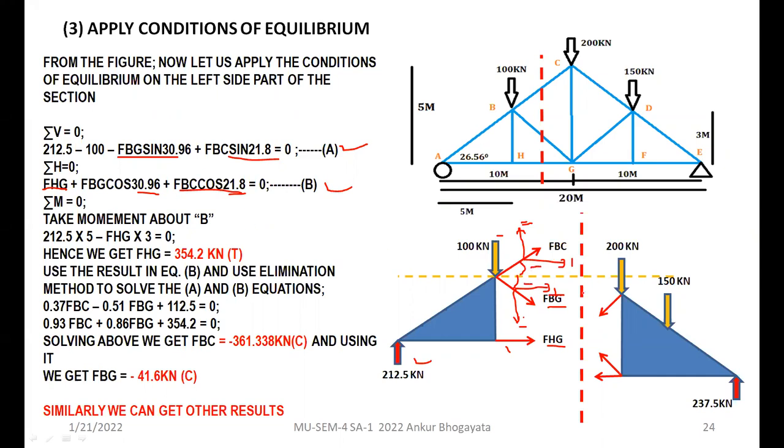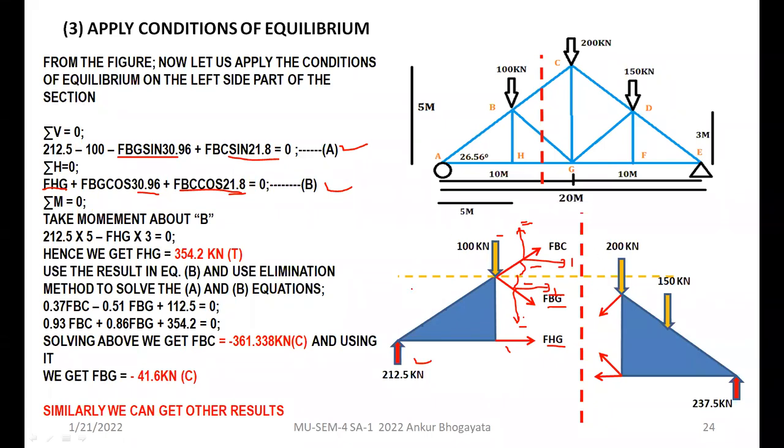I have already calculated it earlier. You can refer back to the earlier slide also, right? Now this will not solve the purpose, as you know, because there are many unknowns, full of unknowns are there. So take a moment, sigma M equals 0 on the left hand side.